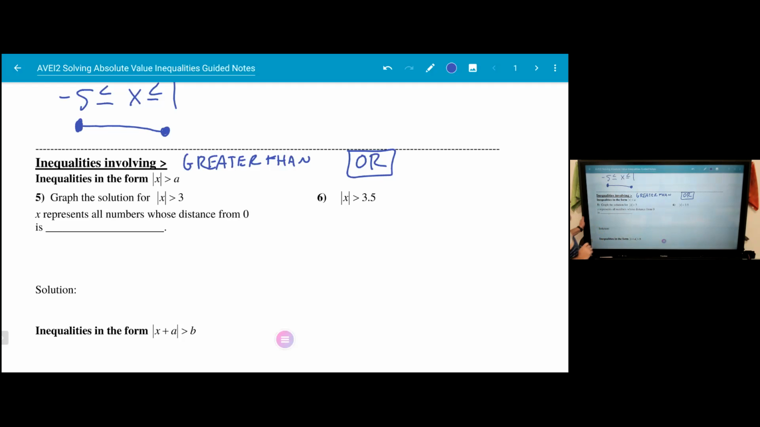Graph the solution for the absolute value of x is greater than 3. Again, throw a little number line on here. x represents all numbers whose distance from 0 is greater than 3.